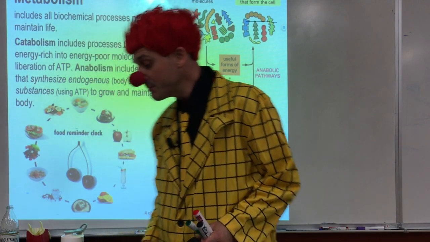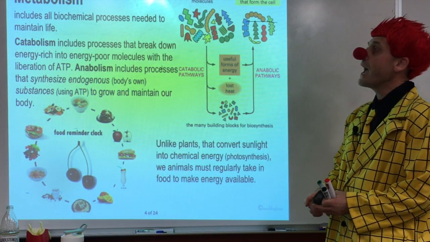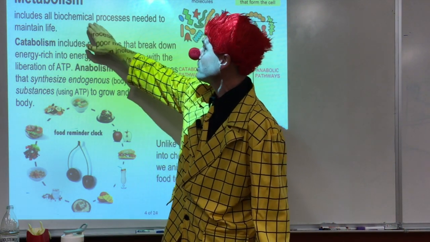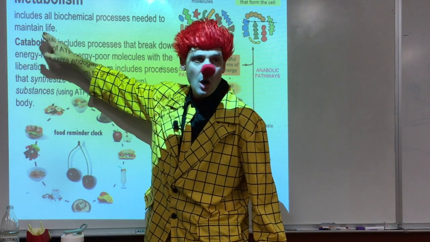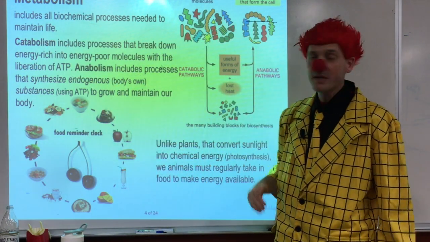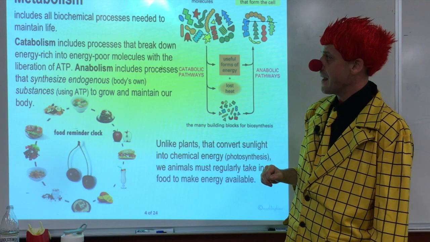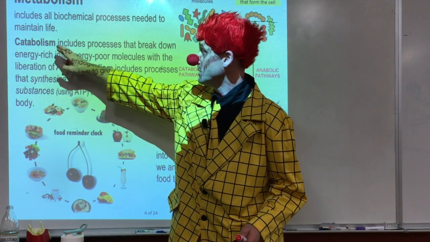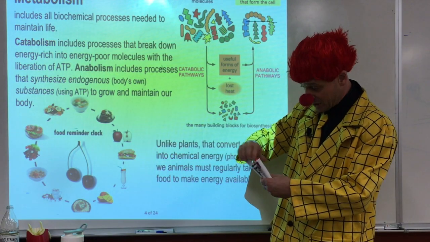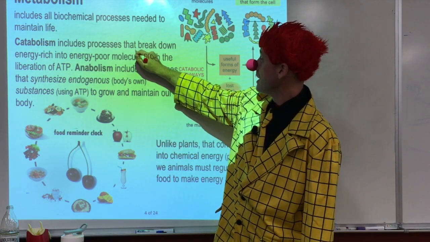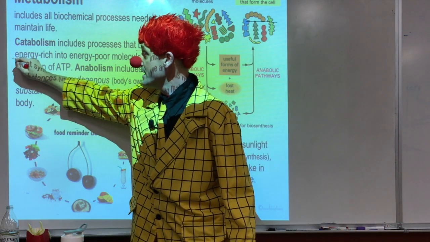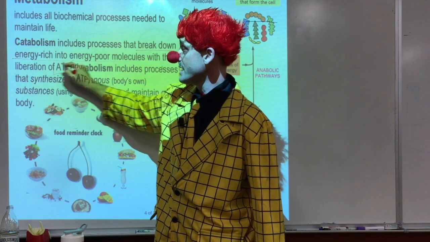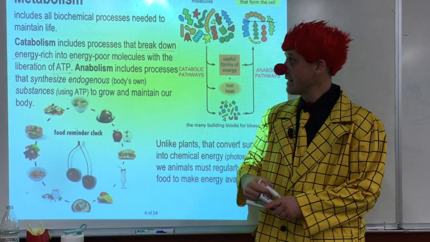Then we have metabolism. And metabolism is all the biochemical processes you need to maintain life. So all that chemical stuff in the body is called metabolism. We use two terms if you think back to the chemistry. Catabolism is the processes that break down energy rich into energy poor molecules with the liberation of ATP. So that's when we break down stuff.